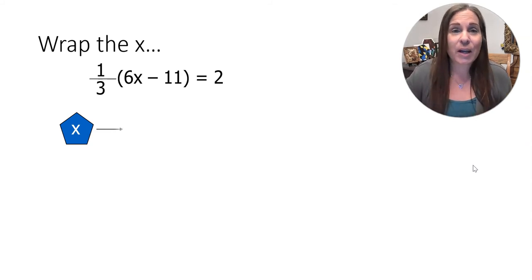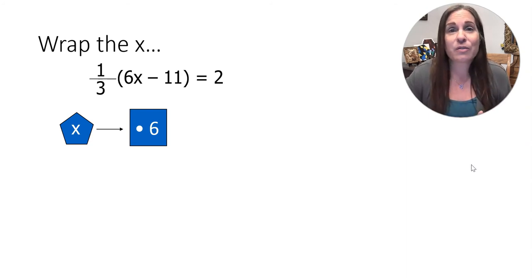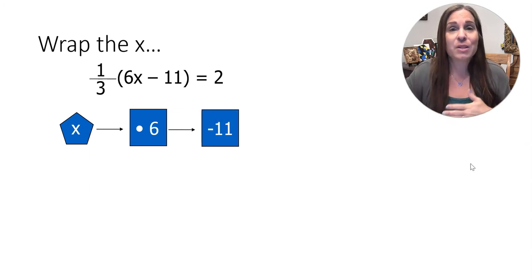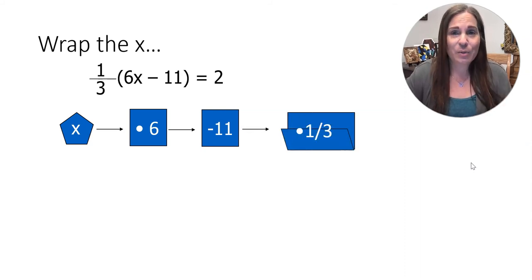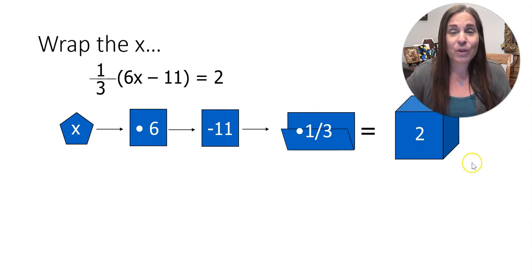The first thing that would happen to that variable is I would multiply it by 6, right? Because I go inside the parentheses first, and inside those parentheses, I would have to multiply before I subtract. So I would multiply by 6, then I would subtract 11, right? Then after I figure out what's inside the parentheses, then I would multiply by 1/3, and that would get me to 2.